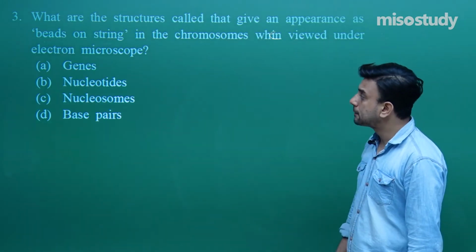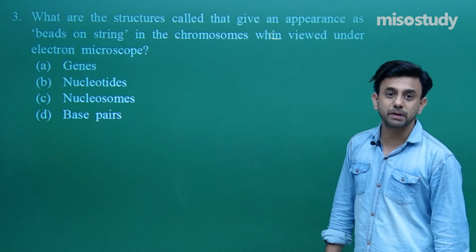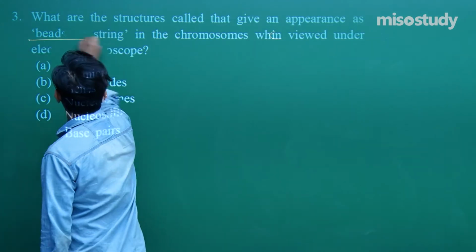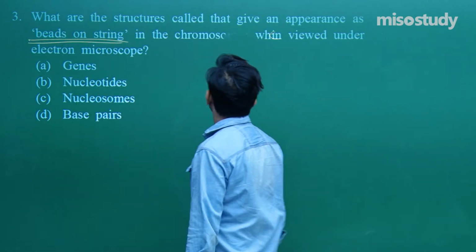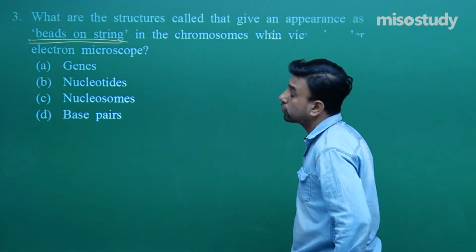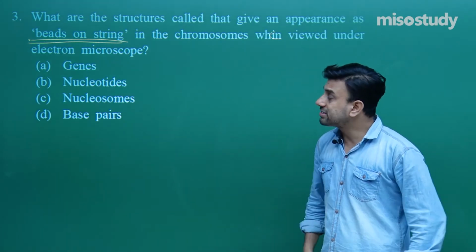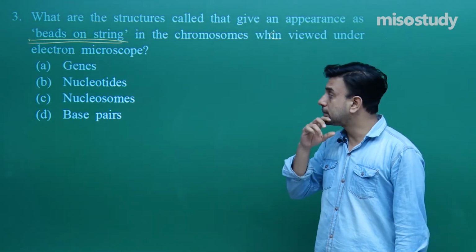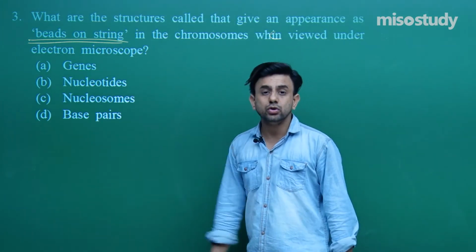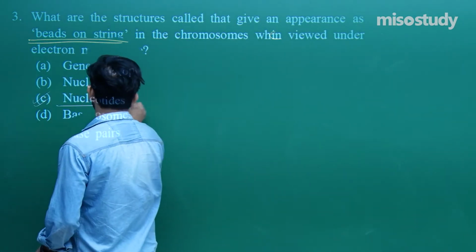The genes, the nucleotides, the nucleosomes and the base pairs. Once again the question: what are the structures called that give an appearance as beads and string? Now this is talking about the chromatin. The chromatin will always appear as beads and string, and these are what are called the nucleosomes.